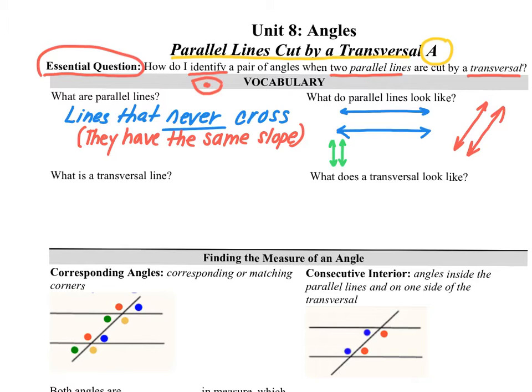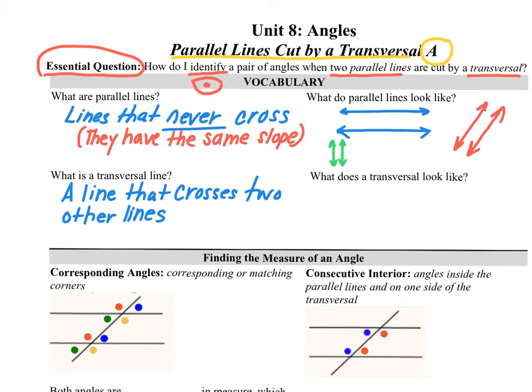Okay, so what is a transversal? Well, transversal is pretty easy. A transversal line is just a line that crosses two other lines. So a line, that means one, a line that crosses two other lines. Okay, what does that look like?